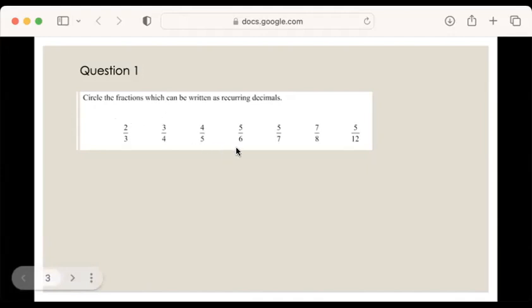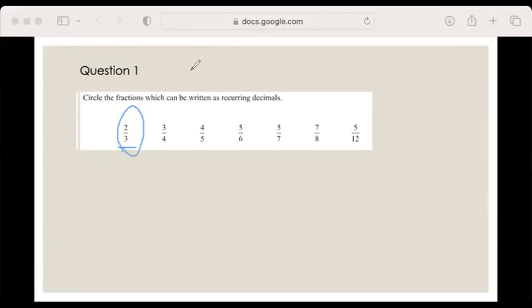Circle the fractions which can be written as recurring decimals. Right. Now, if you work out the first fraction, 2 over 3, you will end up with an answer of 0.666666 recurring. 6 will continue. So that is an example of a recurring decimal. Okay, so as it says, circle.